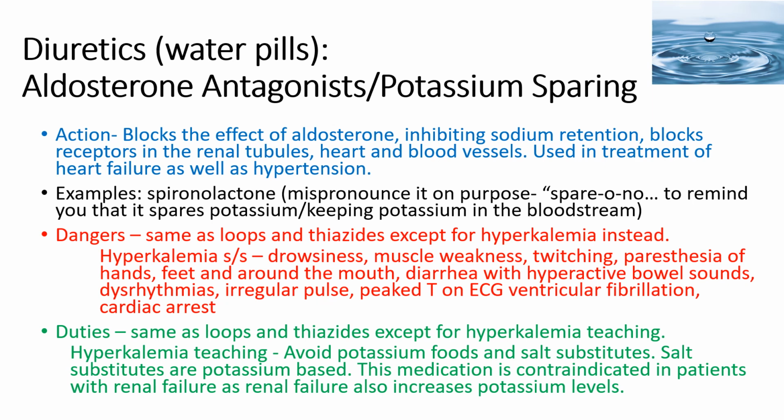That's if they're symptomatic. The duties here, same as the loops and thiazides, except in this case we'll be doing the hyperkalemia teaching instead of hypo. So hyperkalemia teaching is that they should avoid potassium foods, and also they have to avoid salt substitutes. That might sound weird to you, but the reason is because salt substitutes like Mrs. Dash, those are potassium salts. So if the client is already at risk for high potassium, don't give them salt substitutes. The medication is also contraindicated in patients with renal failure, and that is because renal failure increases potassium all on its own. So if you combine spironolactone and renal failure, those potassium levels can go up high and then possibly lead to those EKG dysrhythmic changes that we're so worried about.